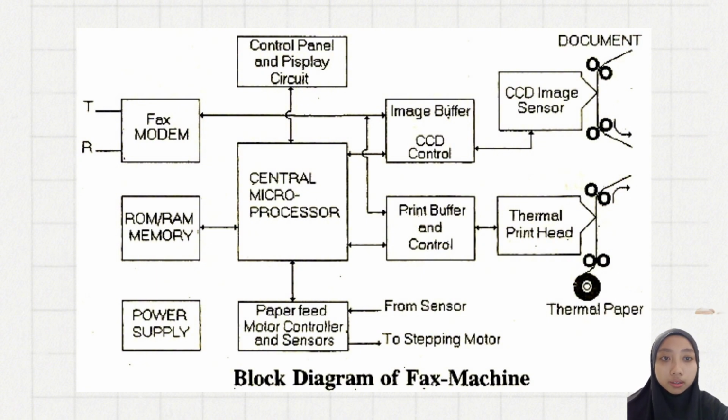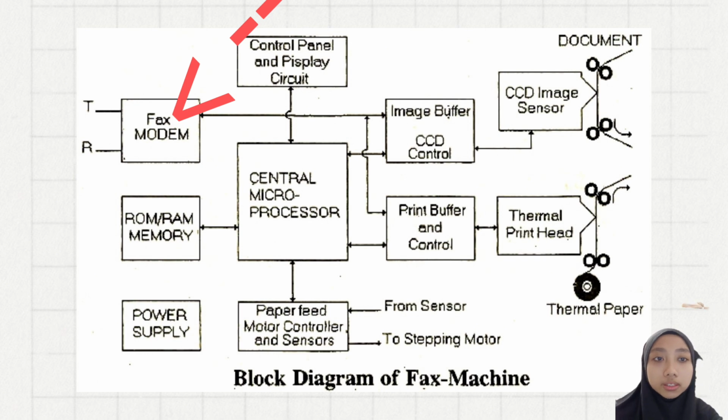The microprocessor consists of the following memories, which are ROM and RAM. ROM stores the program used to run the machine. RAM stores results of calculation, variables, system status flags, or any other information that will change regularly during normal operation. Fax modem. The fax modem generates and detects signals necessary for signal interfacing between the machine and the telephone lines.